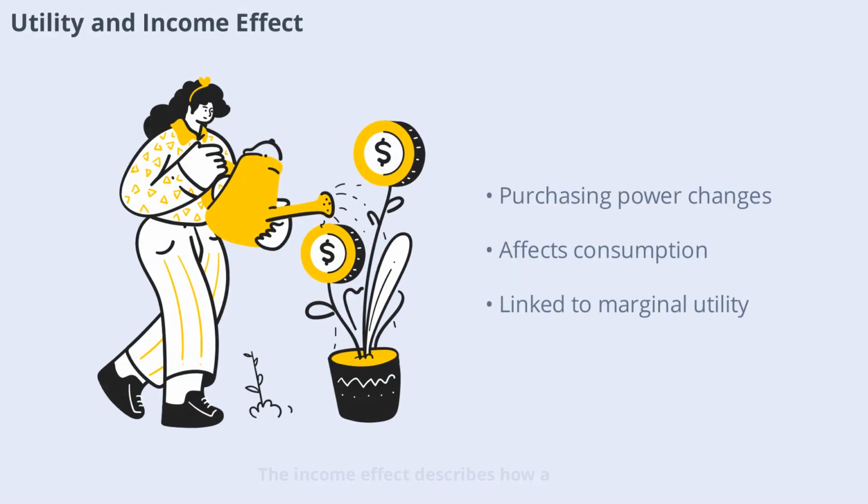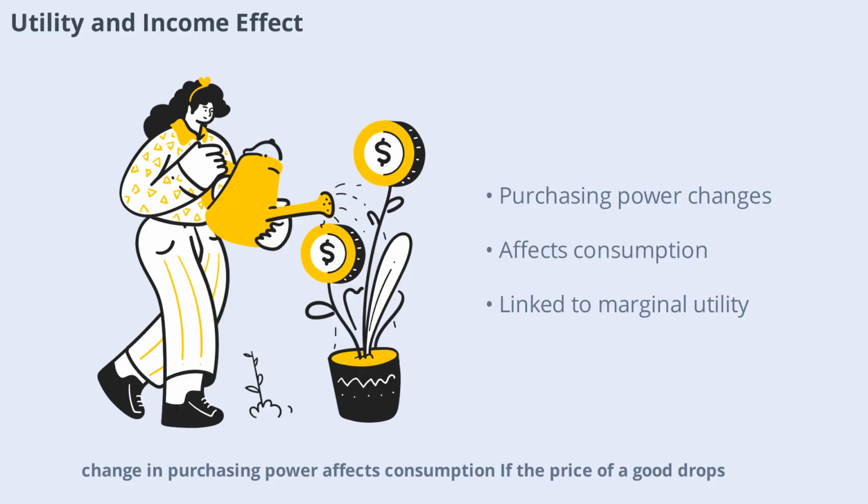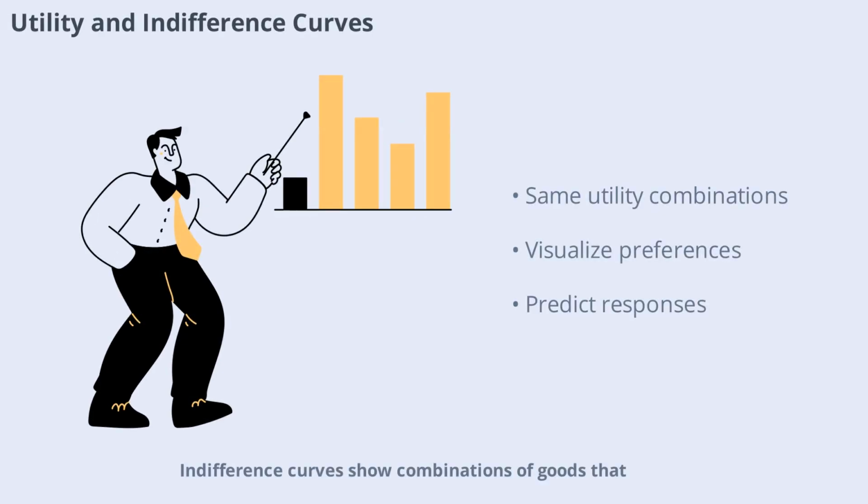The income effect describes how a change in purchasing power affects consumption. If the price of a good drops, your money goes further, allowing you to buy more. This increase in consumption can also be explained by changes in marginal utility as you adjust your choices to maximize satisfaction.